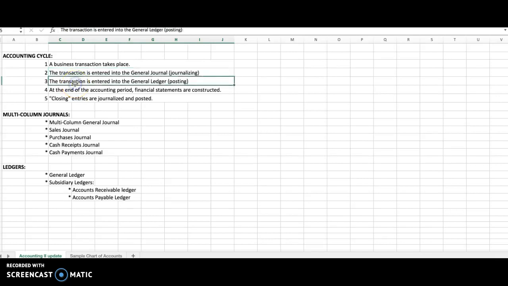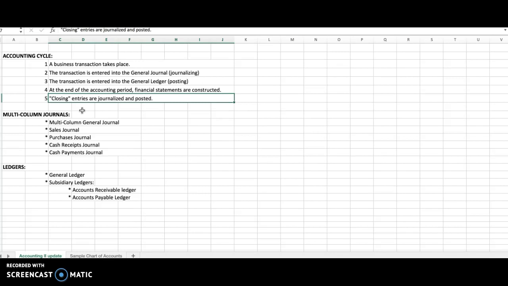The third step is to take that information from the journal and put it into the second book of the business called a general ledger. That process is called posting. You've done an awful lot of that, not only in the first semester, but also now in the second semester. Step number 4 in the accounting cycle is to construct financial statements, and we dealt with 2 of them, balance sheet and the income statement. And then finally, step number 5 was what we talked about in topic number 9. Closing entries are journalized and posted, and this finishes our accounting cycle.